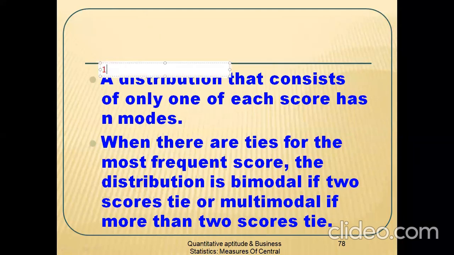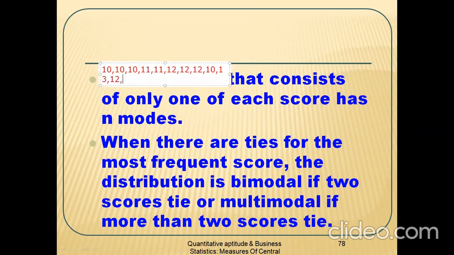Let me give an example here. You can observe here: 10, 10, 10, 11, 11, 12, 12, 12, 10, 13, 13, 12, 12, 11, 11. Now here, how many modes are existing? If you observe, it is raw data in nature.